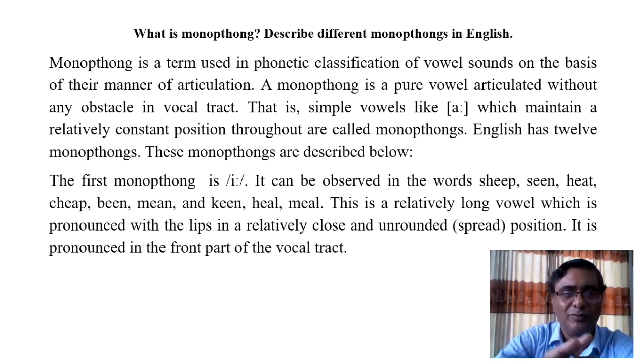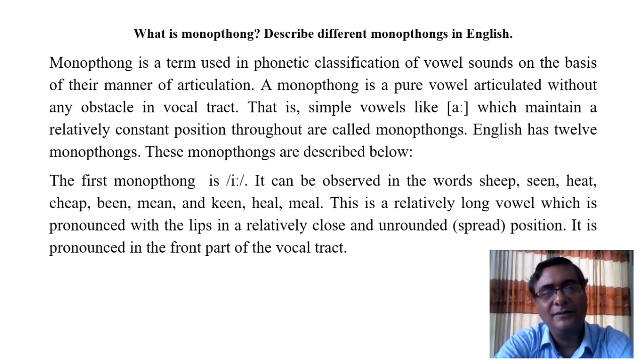I am going straight to monophthongs. What does monophthong mean? Monophthong is a term used in phonetic classification. The question is, what is monophthong? Describe different monophthongs in English. Monophthong is a term used in phonetic classification of vowel sounds on the basis of their manner of articulation, how we are articulating the sounds. A monophthong is a pure vowel articulated without any obstacle in the vocal tract.